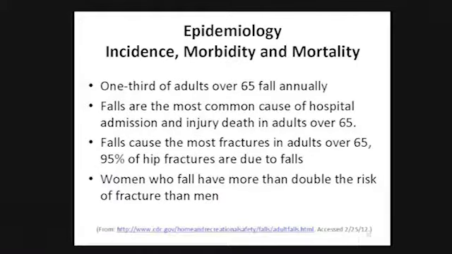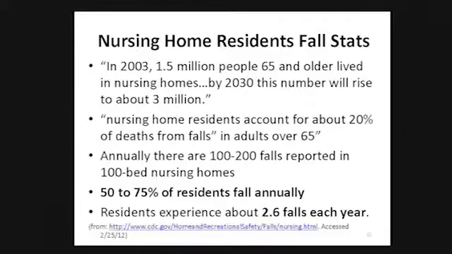So 1/3 of adults over 55 fall every year. And here's the main statistic. Remember this because there might be an exam later. Falls are the most common cause of hospital admission and injury death in adults over 65. Bing, there's your answer. Okay? Falls cause the most fractures in adults over 65, and 90% of hip fractures are due to a fall. Needless to say, women have double the risk of men.